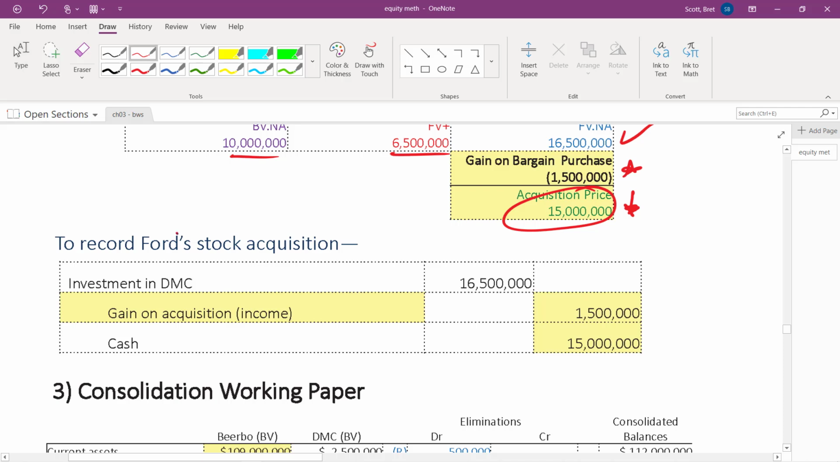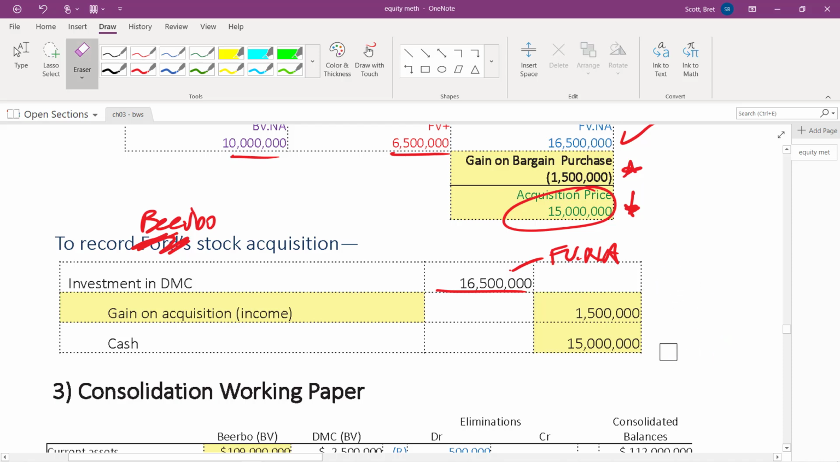How's the initial journal entry change? I should say Beerbo, not Ford. We don't care about Ford. Beerbo is what we're talking about here. When we record the investments in DMC, we'll record it at the fair value of the net assets. We initially recorded it at cash. Whenever we paid for it in cash, that's what we recorded previously.